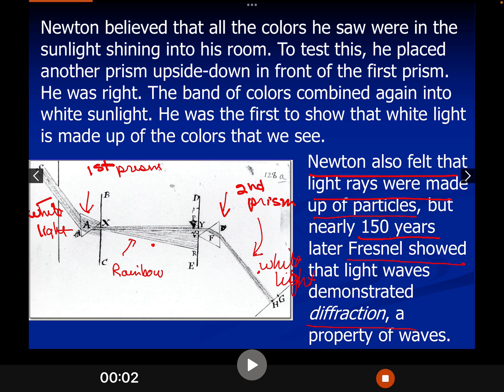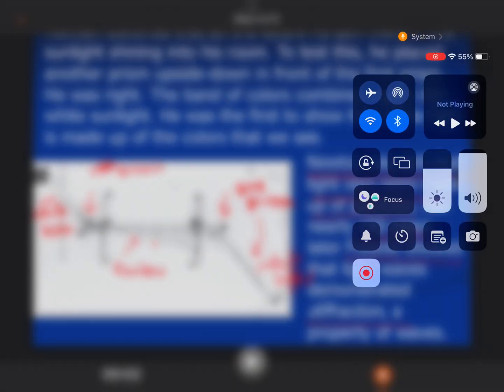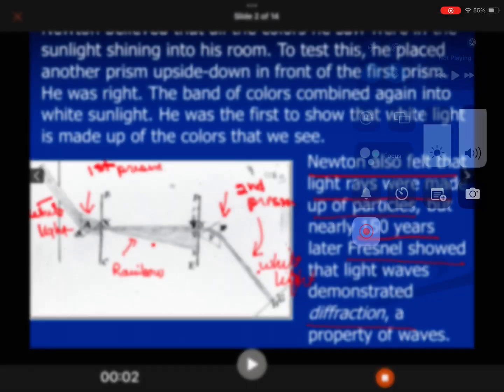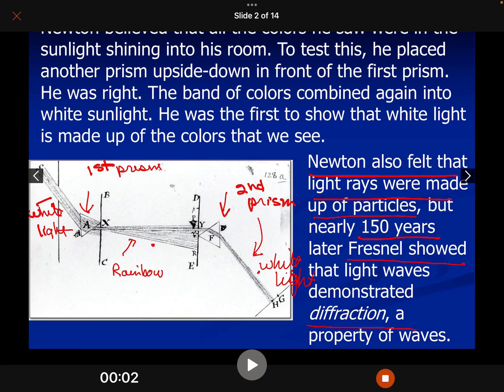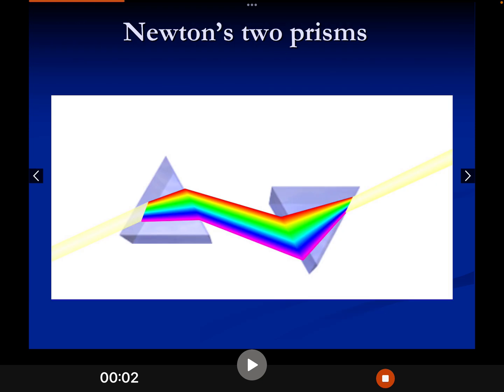So let's go back again to say that Newton, where is my, okay, I can't find it. Sorry about that, I can't find how to separate that.